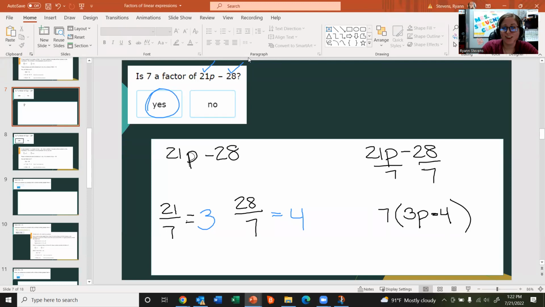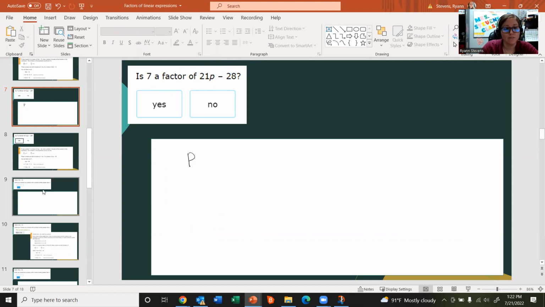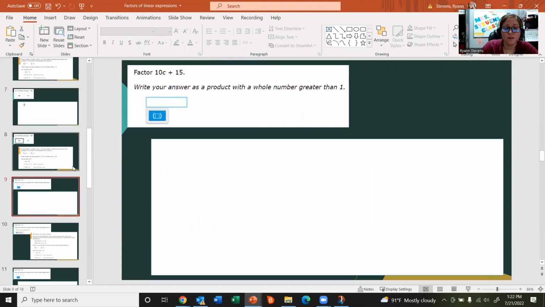So now we're going to look at questions that are going to have you just factor out a term. It's not going to give you the number. It's not going to ask you, is this a factor of this number? So for example, this says factor 10c plus 15.